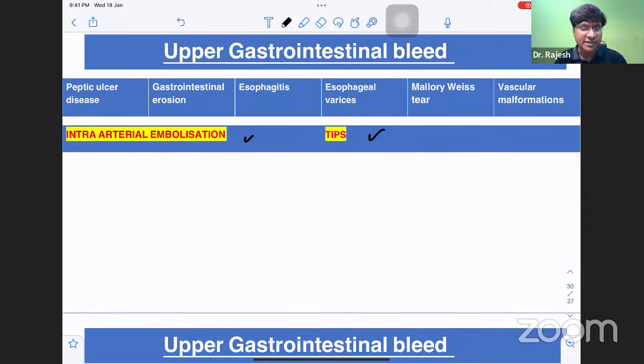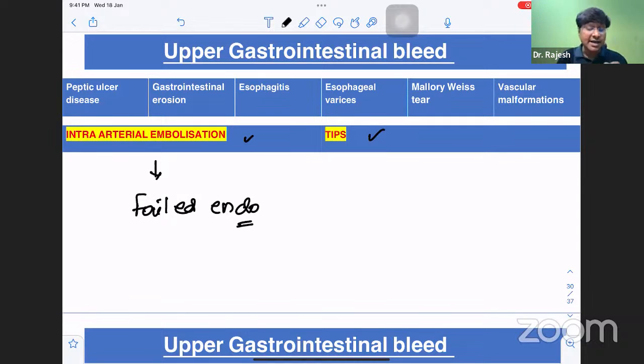We call it angiographic treatment. Angiographic treatment is used in patients with persistent bleeding from ulcers, angiomas, or Mallory-Weiss tears who have failed endoscopic therapy. Okay, we can do this intra-arterial embolization. The other one is TIPS.